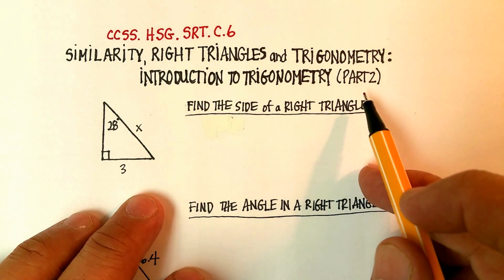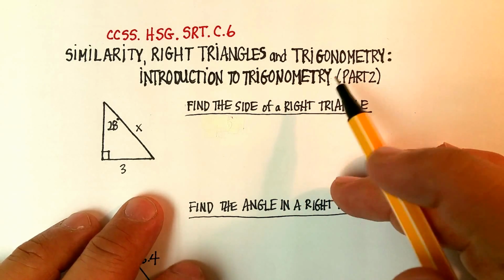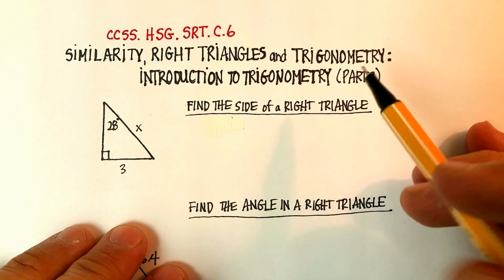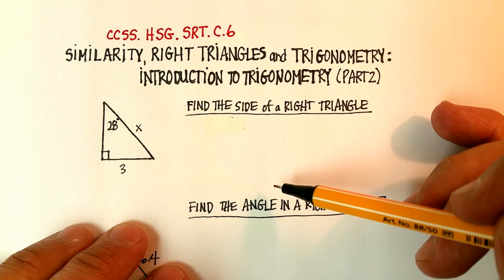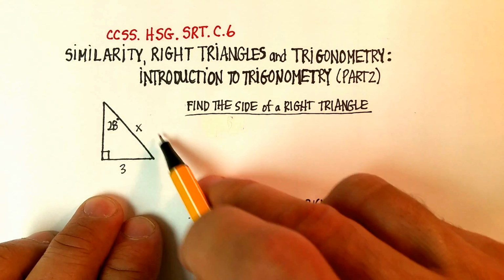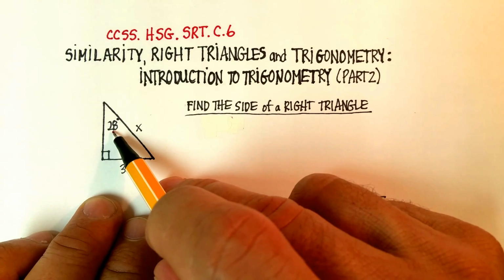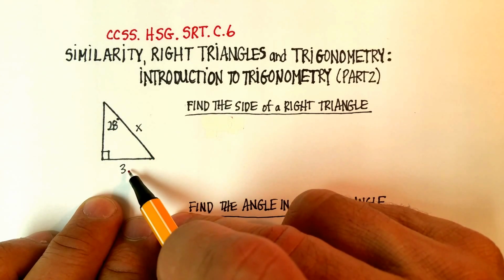This video is part 2 of a video introduction to trigonometry. And in this particular video, we're going to do two different problems. In the first problem, we are going to find the missing side of a right triangle, given that we know one of the angles and one of the sides.